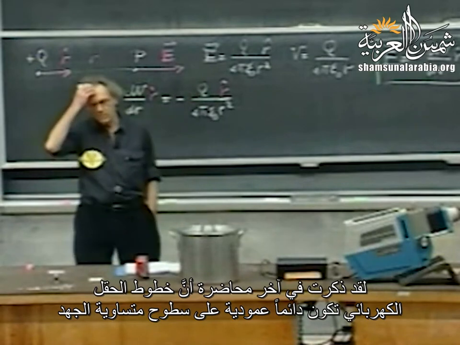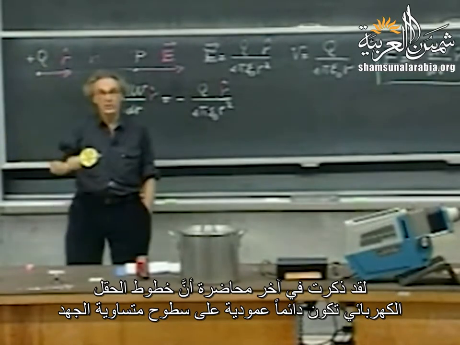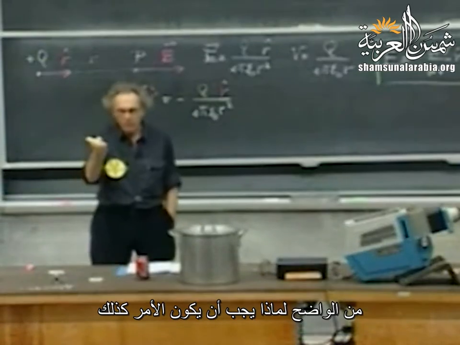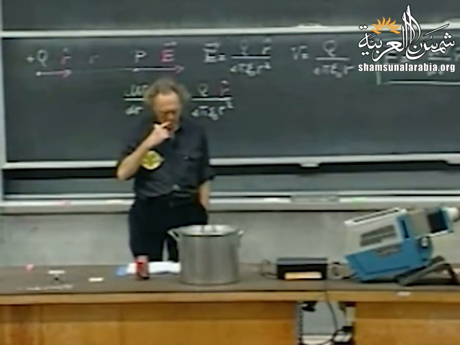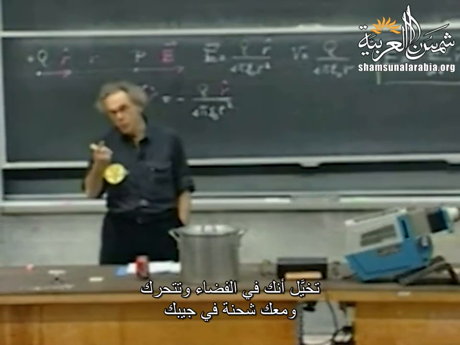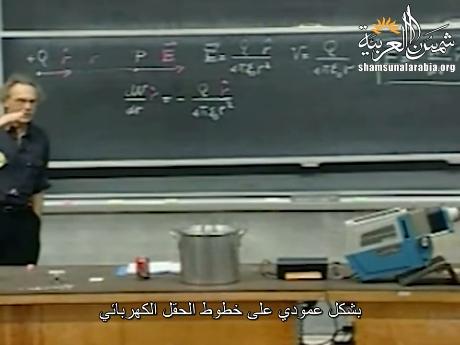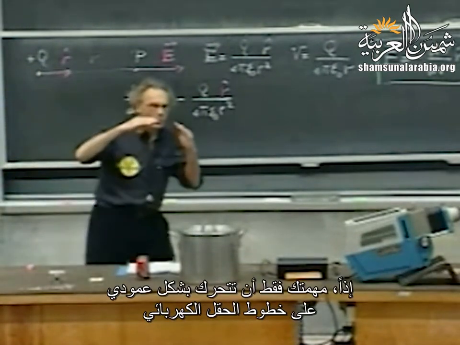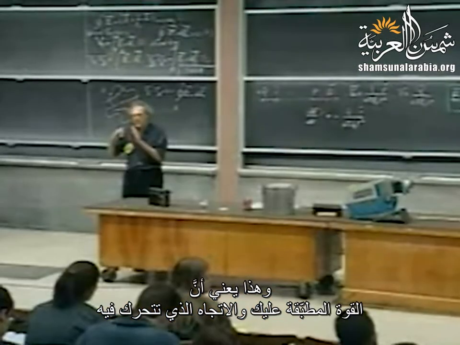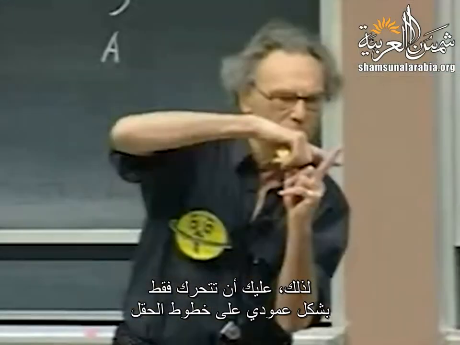I mentioned last time that the electric field vectors, electric field lines, are always perpendicular to the equipotential surfaces. And that's obvious why that has to be the case. Imagine that you are in space and that you move with a charge in your pocket perpendicular to electric field lines. So you purposely move only perpendicular to electric field lines. That means the force on you and the direction in which you move are always at 90-degree angles. So you'll only move perpendicular to the field lines.